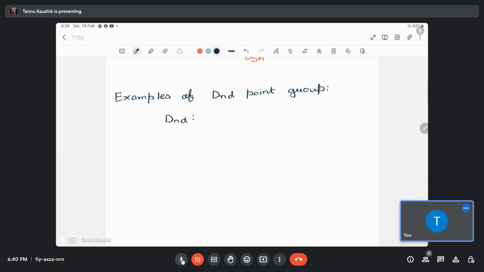So the Dnd point group will have a proper axis of rotation, n C2, and n sigma v, S2n, and if n is equal to odd, then i will be absent, and if n is equal to even, i will be present in these cases. So what are the examples for this?